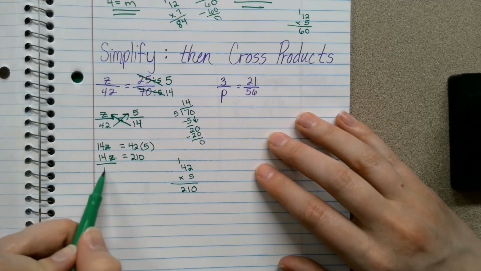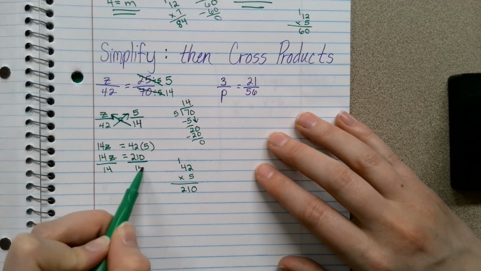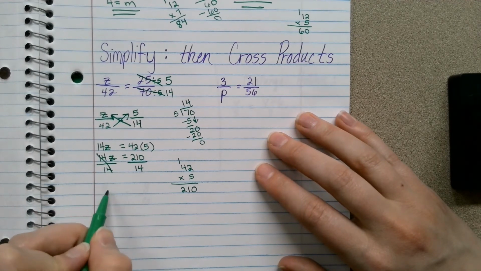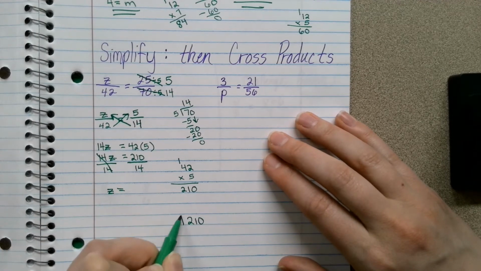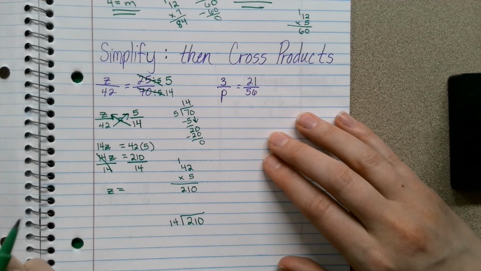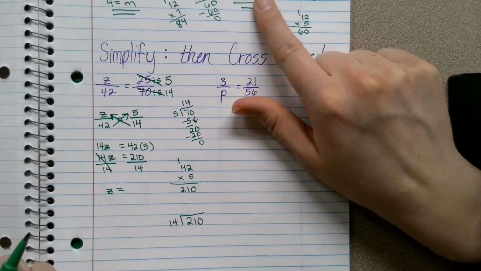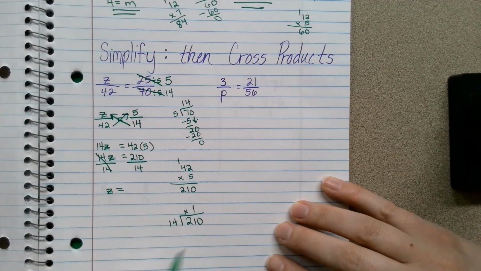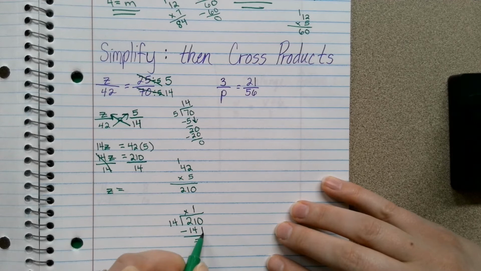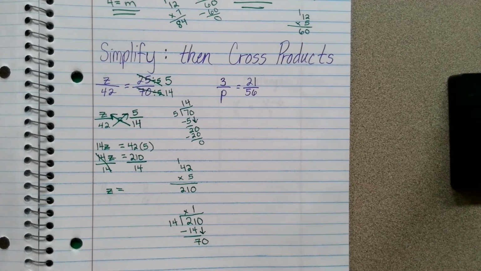Then when we divide by 14, we show that work off to the side as well. So 210 divided by 14. Very similar to what we had before, but not exactly. It doesn't go into the 2 and it goes into the 21 once, with 7 left over. When we bring down that 0, that's when we want to check.